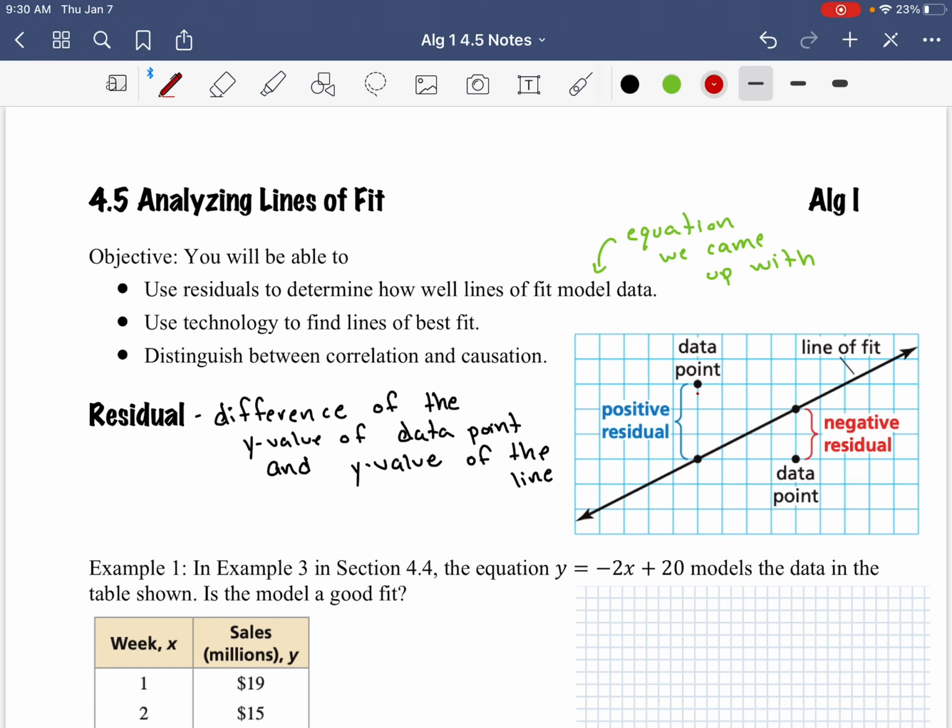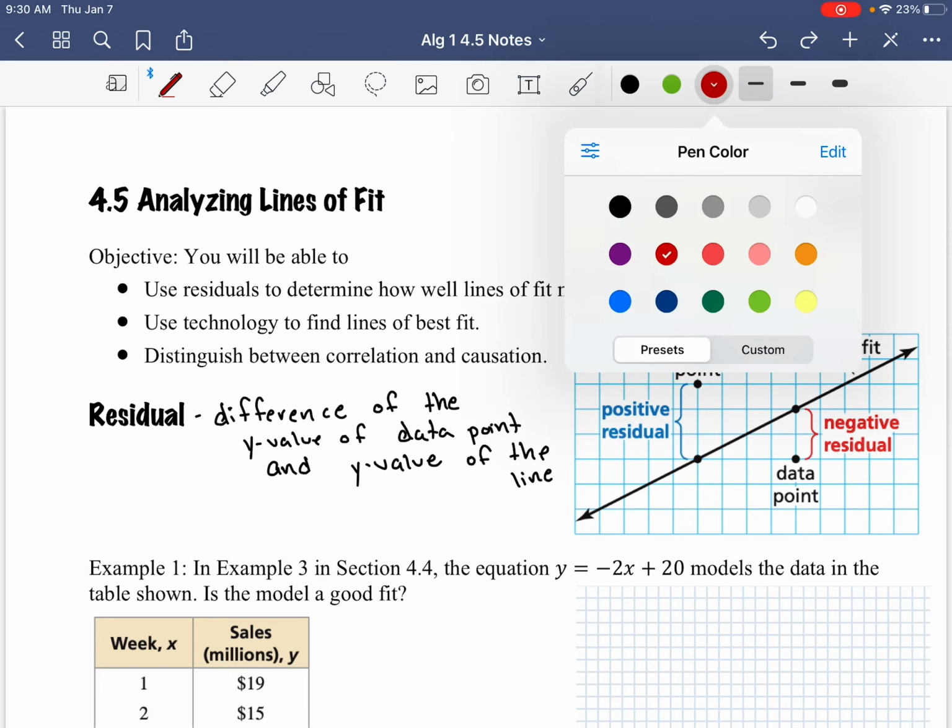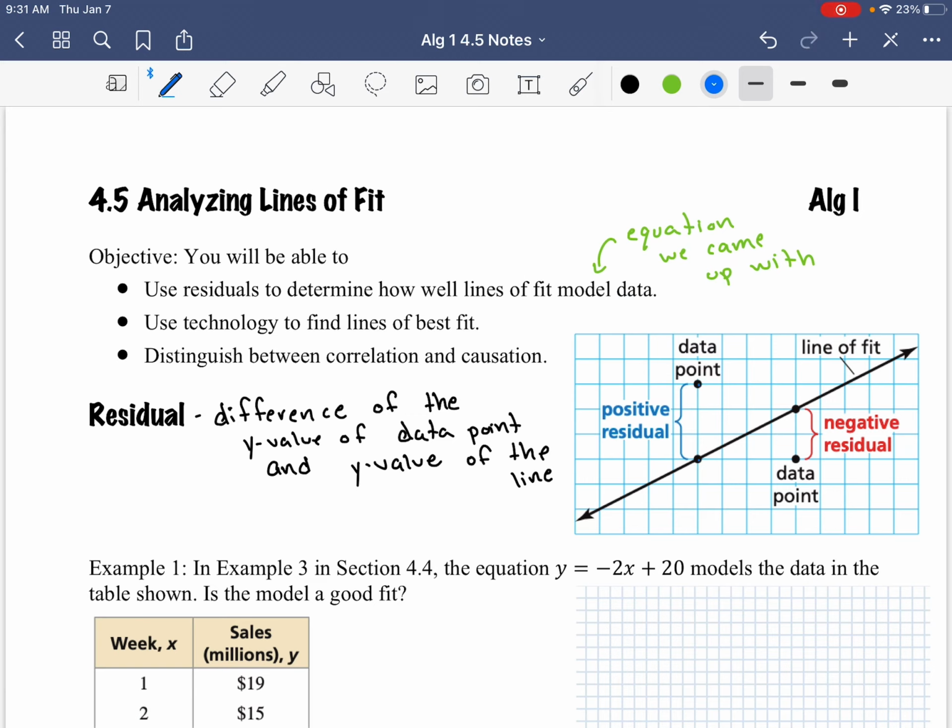So in this case, this residual, we'll stick with blue. My data point's above this line, so this residual is positive. It'd be a positive 3. You can tell the difference is 3 because they're 3 apart. Whereas in this one over here, this residual is negative because my data point's below my line, so that would be a negative 2. For it to be a good fit, you want the residuals to be small numbers, and you want them evenly dispersed on either side of 0.